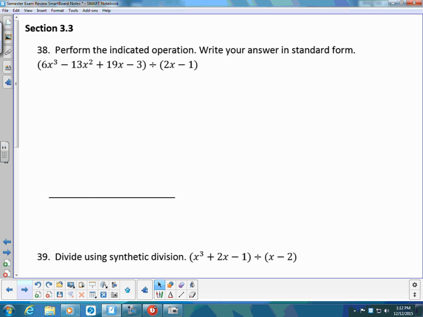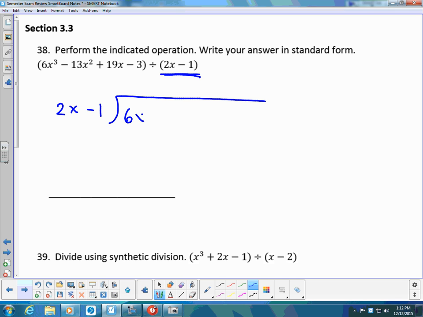All right, let's take a look at number 38. It says, perform the indicated operation, write your answer in standard form. Since we're dividing by a 2x minus 1, we cannot use synthetic division. We're going to have to use long division. So we're going to put 2x minus 1 out here. That's our divisor. And we're dividing 2x minus 1 into 6x cubed minus 13x squared plus 19x minus 3. I don't have any missing terms, so I don't have to fill in a 0 for any of those.